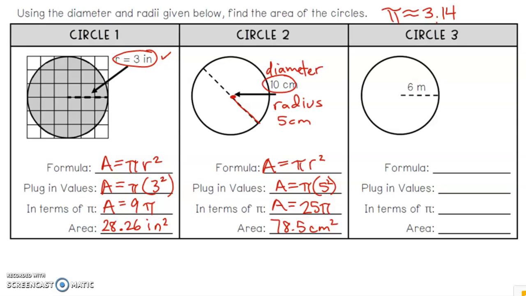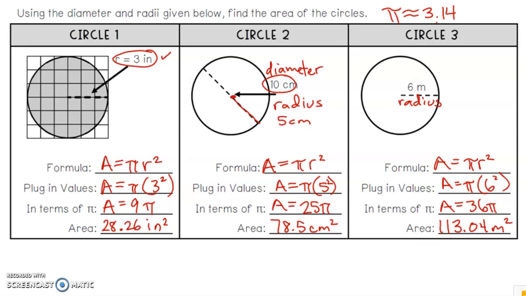All right, on our last circle, 6 meters, this is going to be our radius because it goes halfway to the center, right? So area equals pi times radius squared. I have the radius, so area equals pi times 6 squared. In terms of pi, that's going to be 36 pi. Then we plug in 3.14, go to Desmos, and we're going to end up with 113.04 square meters.